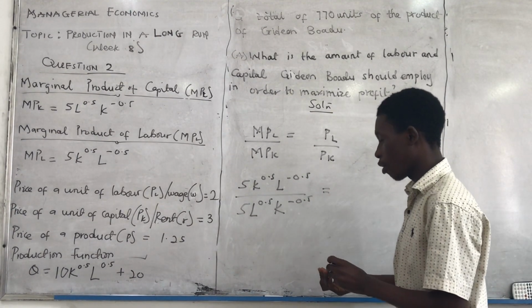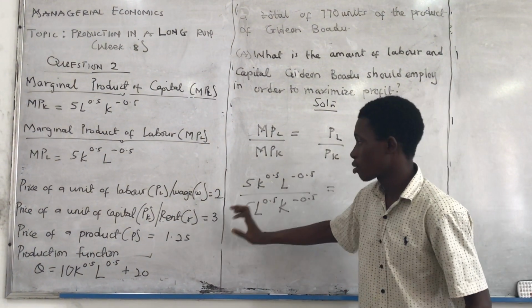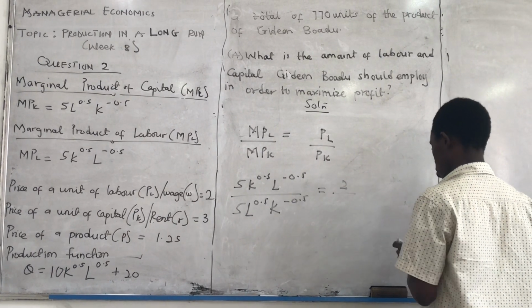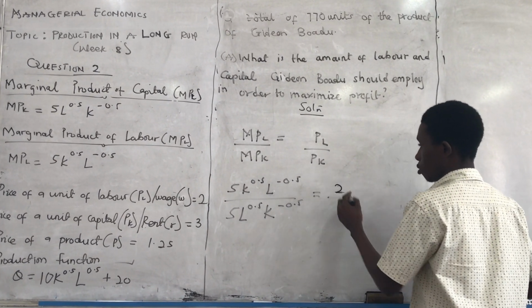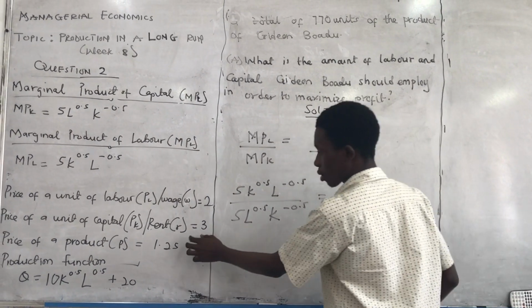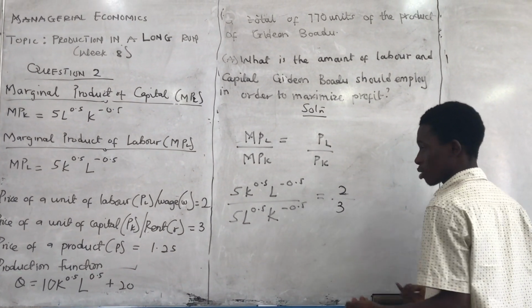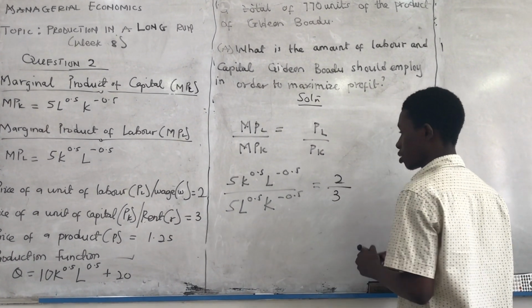Also our price of labor. Remember the price of labor is different from labor. The price of labor we were given is 2 cedis, and the price of capital is 3 cedis. Capital is the same as rent. You might not see capital, you might see rent. So we have that.